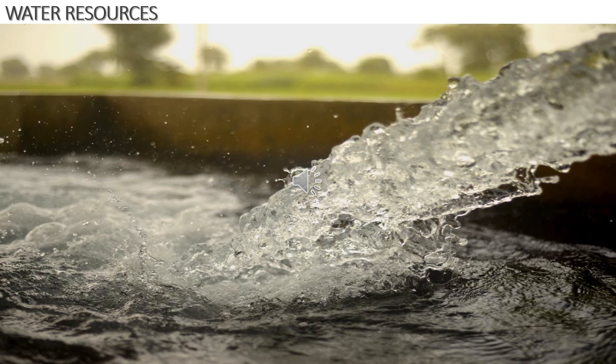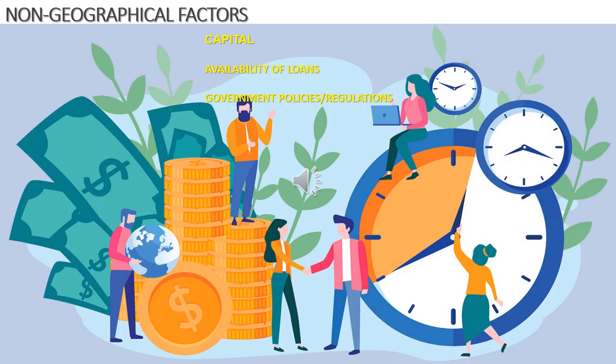So the geographical factors include raw material, power, labor, transport, storage and warehousing, topography, climate, then water resources. Then the non-geographical factors include capital, availability of loan, government policies and regulations. Not only the geographical factors decide the location of an industry, but the non-geographical factors are also essential for the establishment of an industry.